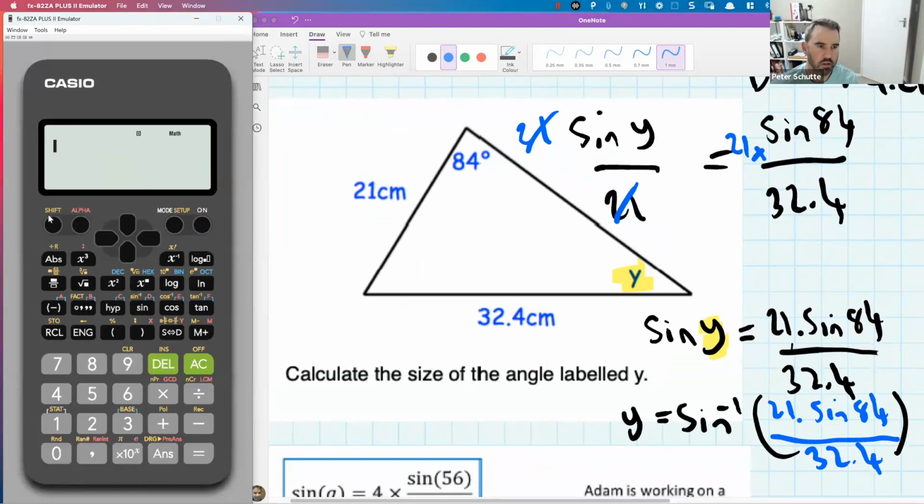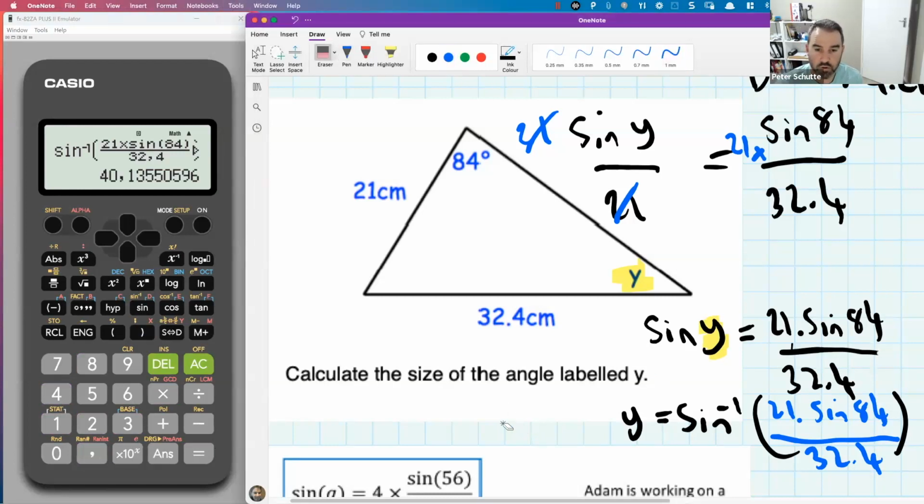So I go shift sine, then I hit the fraction button, 21 times sine 84, come down, divided by 32.4. Then I go to the end, close the bracket, and I get 40.13. Or sorry, not 40.13, but 40.14 if I was rounding to 2 decimal places. So 40.14 degrees. Just because of the 135.